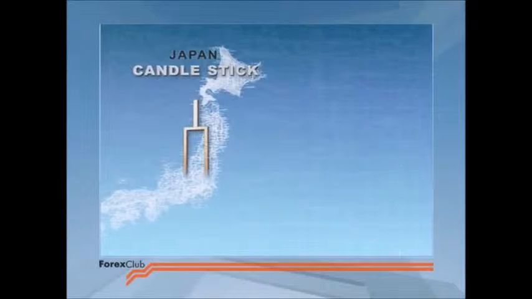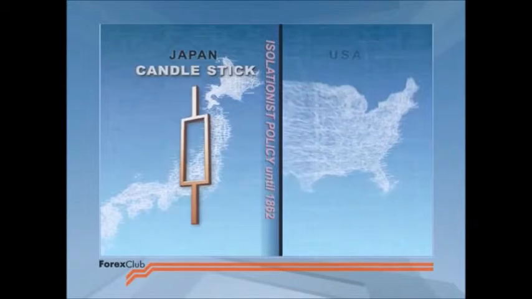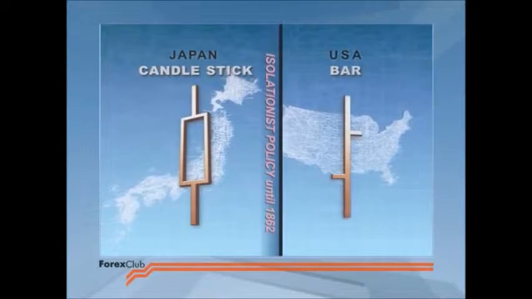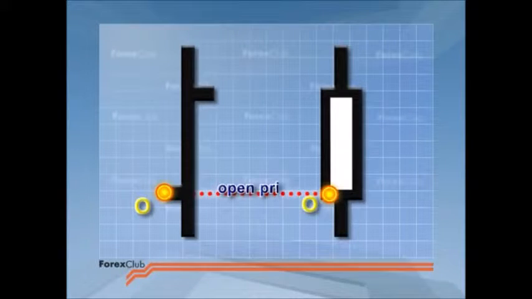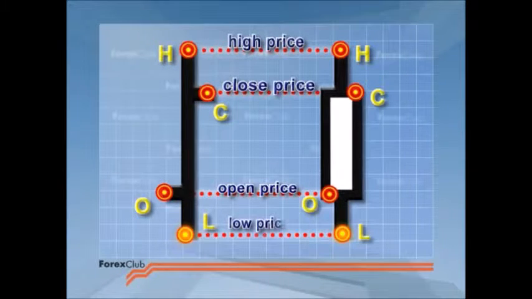As we mentioned in Chart Analysis 1, although Japanese candlesticks and bars were developed in complete isolation from each other, both charting methods use the same 4 key prices as the basis of their construction. These key prices are, of course, the high, low, open and close.